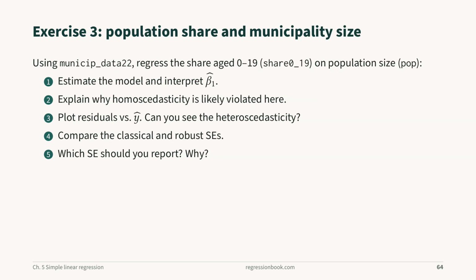The third exercise regresses the share of young residents on municipality population, and its heart is diagnostic. Explain why homoscedasticity is likely violated. See it in the residual plot. Compare the 2 standard errors and defend which one you would report.